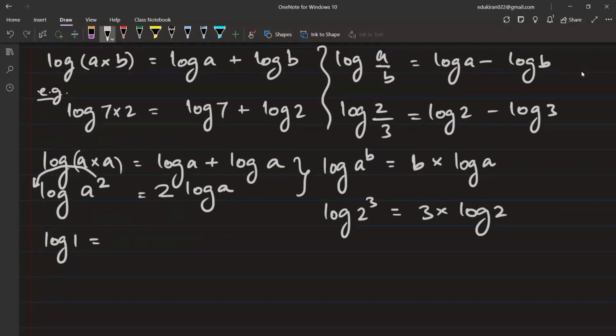Log of 1 will be equal to how much? बताइए. 10 to the power of x is equal to 1. 10 to the power how much is equal to 1? 0. So log 1 की वैल्यू क्या हो जाएगी? 0 हो जाएगी. ठीक है, ये आपको पता होना चाहिए. Similarly, tell me log 10 कितना होना चाहिए? Log 10 should be equal to 10 to the power how much?